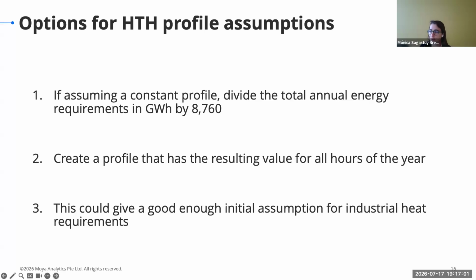As I mentioned, for the couple of options that we'd have for these profiles, if we are assuming a constant profile, because industry moves differently than overall electricity, you can use that total energy and divide that by the total hours in the year. That will create this constant profile that has the same value for the entire year and can give us a good enough assumption to start with, at least, if we're going to be modeling these two sectors.